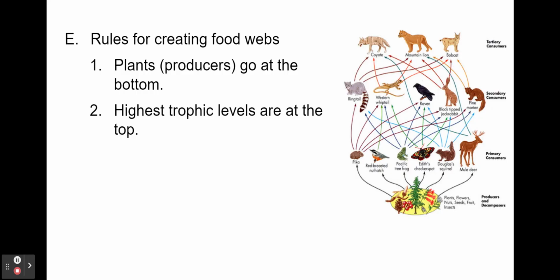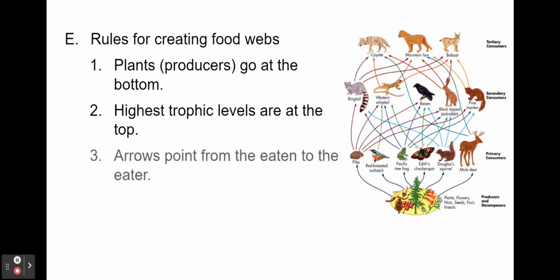Detail 2, the highest trophic levels are at the top. You can see that very clearly in this food web. Really, you want all of your arrows to be pointing upward. You want to make sure that every arrow points upward. It will make your food web much easier to interpret.